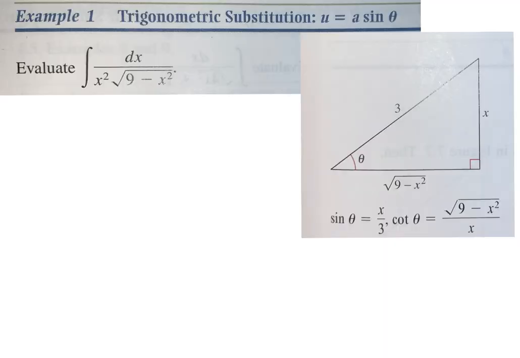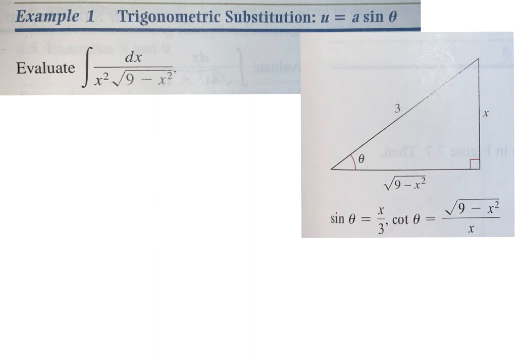The first example they give us is this function: evaluate the integral of dx over x squared square root of 9 minus x squared. You can see they have set up their right triangle. You have the adjacent side listed as your root. The first term, the square root of 9, is 3, and that has to be the hypotenuse. The second term, the square root of x squared, is x, and that has to be the other leg.